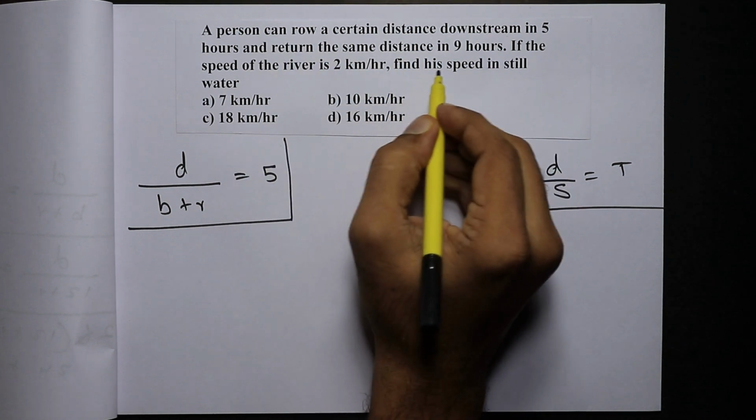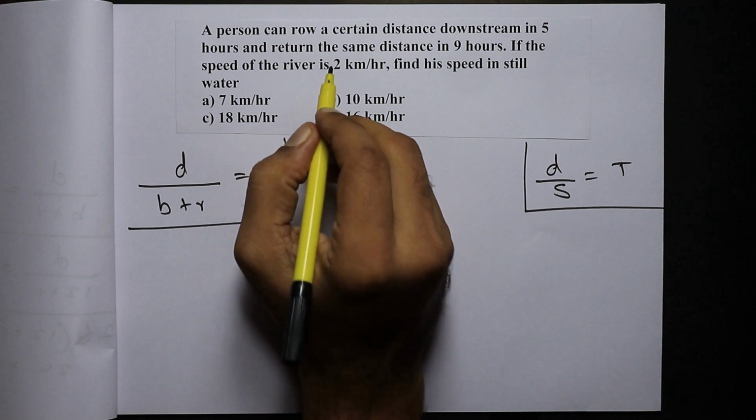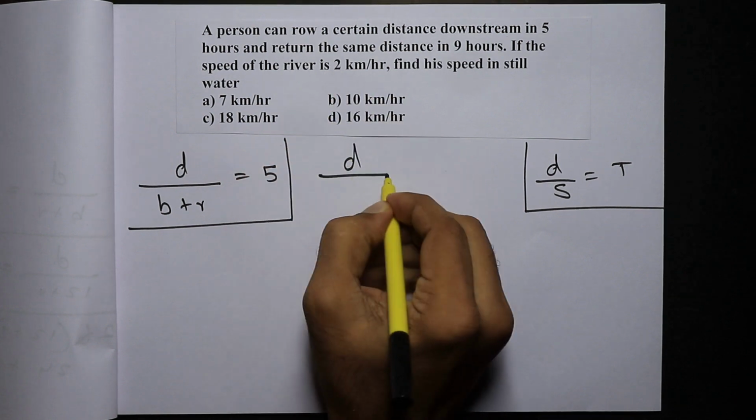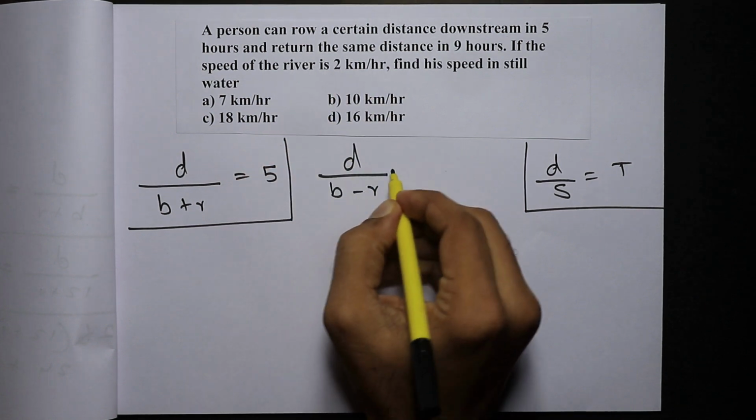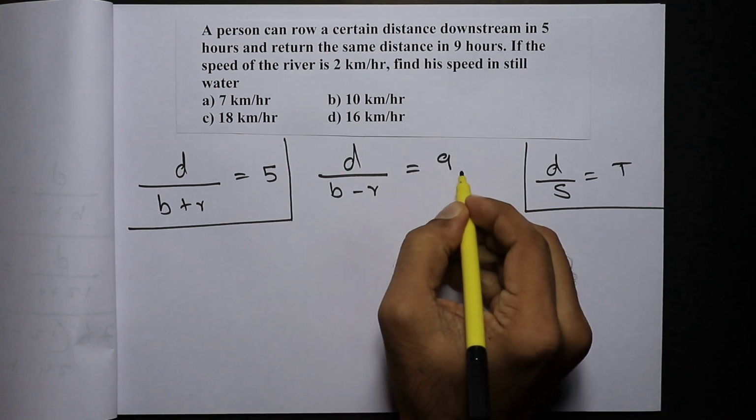He returns the same distance in 9 hours. Now when he is returning, it will be upstreaming and the distance is the same d. And when he is upstreaming, effective velocity is b minus r, and the time required will be 9 hours.